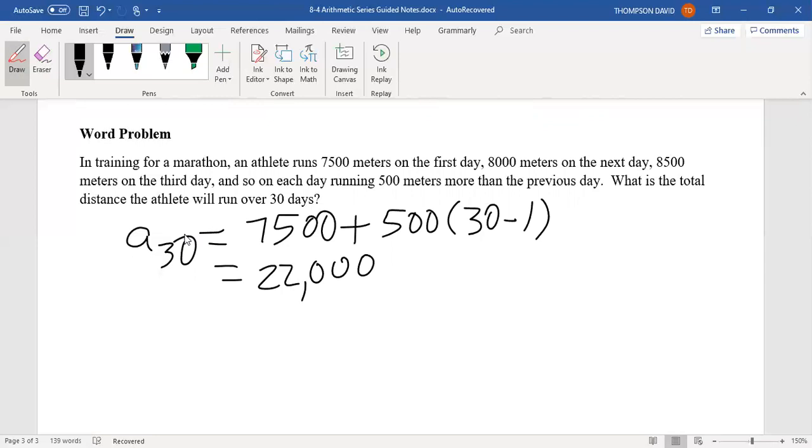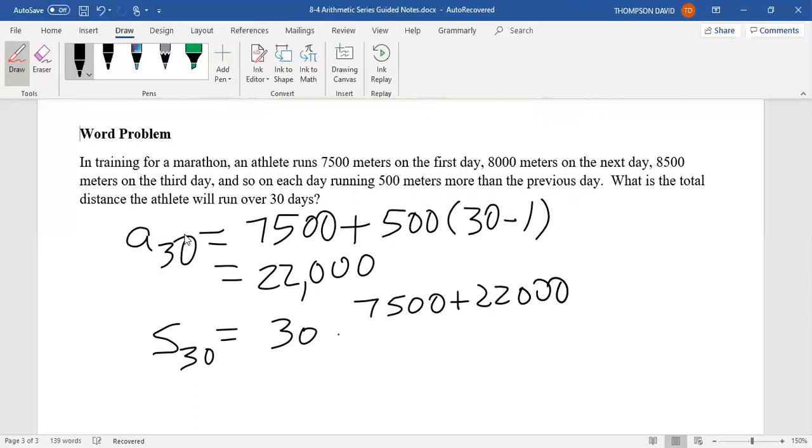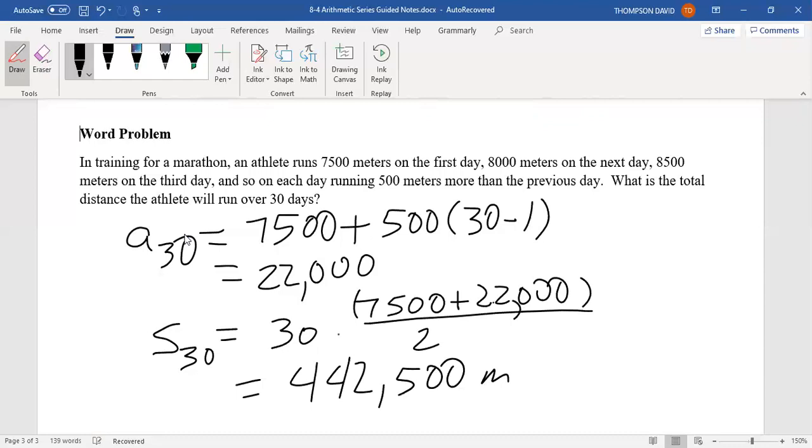Okay, now we're going to find the sum of the 30 days. So that would be 30 times 7,500 plus 22,000, all that divided by 2. You plug in the calculator and we get the sum of our series. And we get 442,500 meters, and we are done.